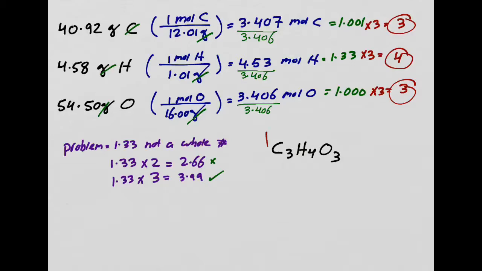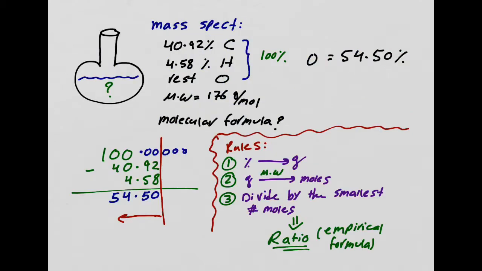C3H4O3. This is my empirical formula. Let's go back over this again. The empirical formula is the simplest, lowest whole number ratio. It's simplified. This is great. But that's not what the question asked me for. The question asked me for the molecular formula.